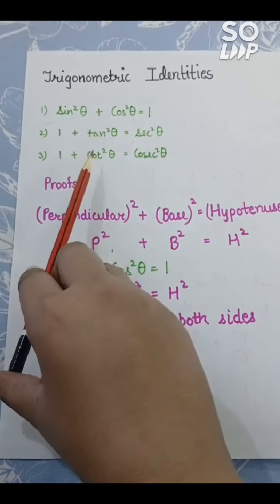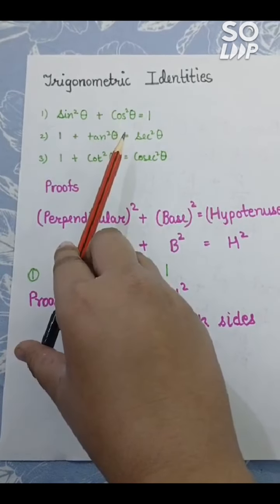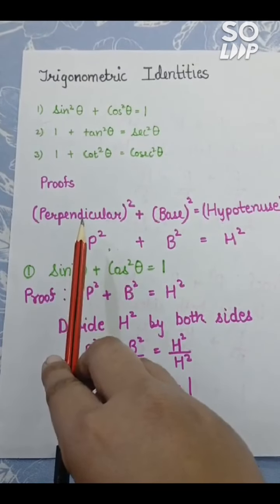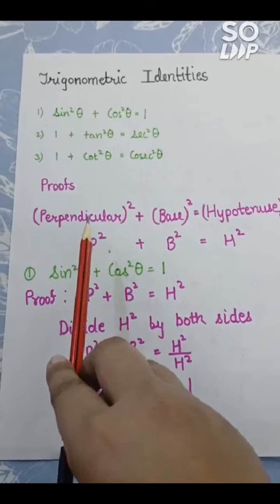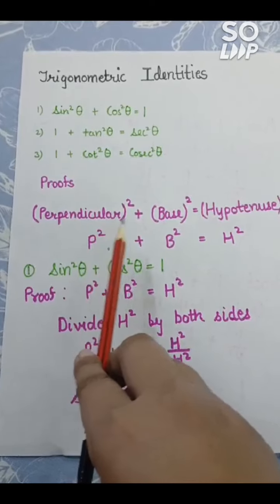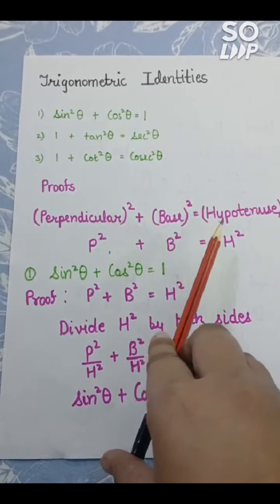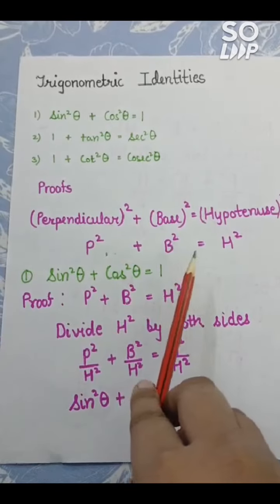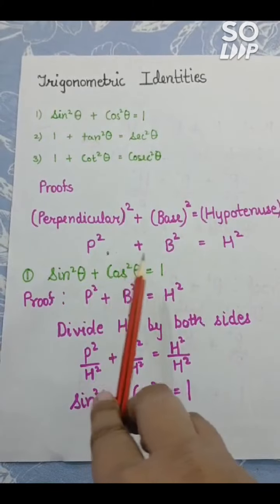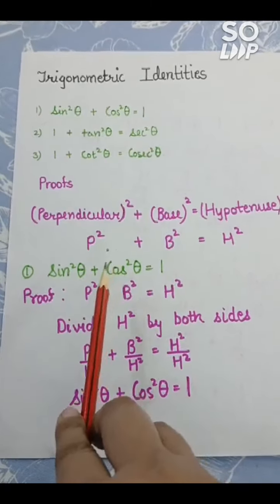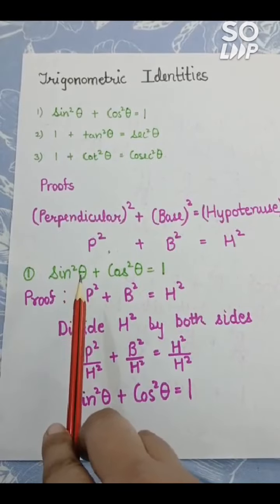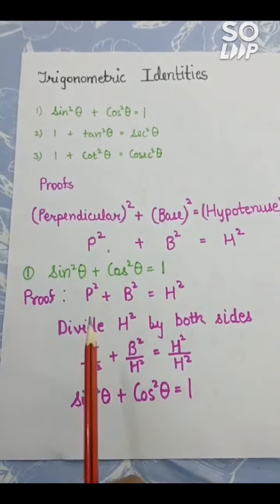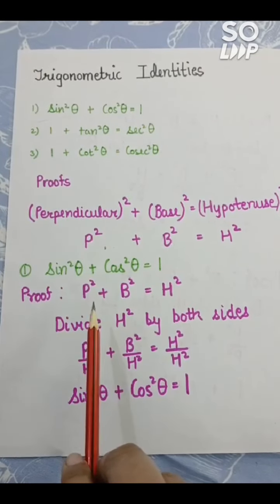Now you all must be wondering why these identities are true. So let us prove this. First of all, you know about Pythagoras theorem, that is square of perpendicular plus square of base is equal to square of hypotenuse. Or in short, we can say p square plus b square is equal to h square. So we will use this formula to prove our first identity, that is sin square theta plus cos square theta is equal to 1. So first of all, let us write Pythagoras theorem.